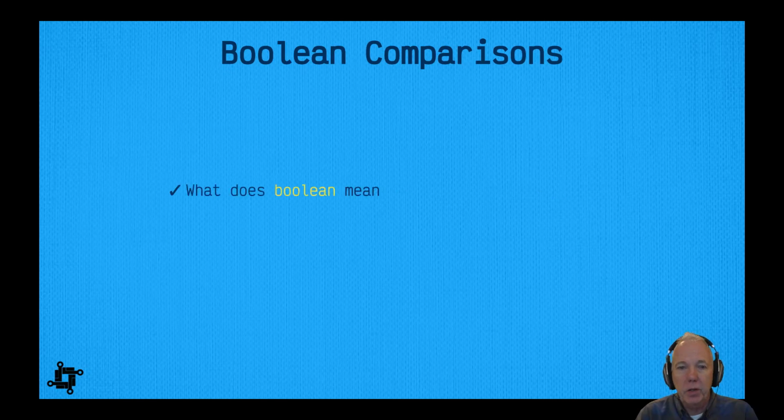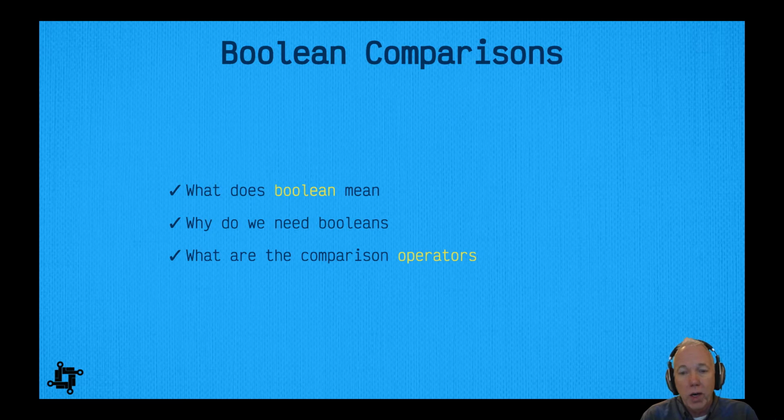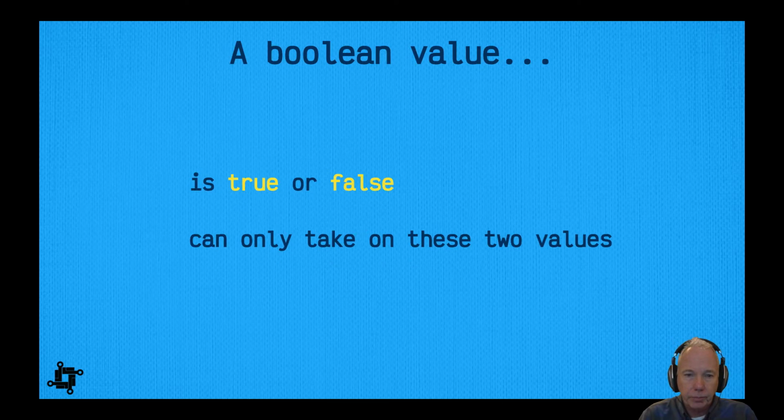Boolean comparisons. There's basically three things I want to cover in the module. The first one is, what does a Boolean mean? The second is, why do we need Booleans at all? And the third is, what are the comparison operators that you're going to work with when you deal with Booleans? So first of all, what is a Boolean? A Boolean is basically a value that can be true or false. It's that simple. It cannot have a number, it can't have a string, it can't be anything. It's just really asking a question, and the answer to the question is going to be either true or false. So it can only take on those two values.